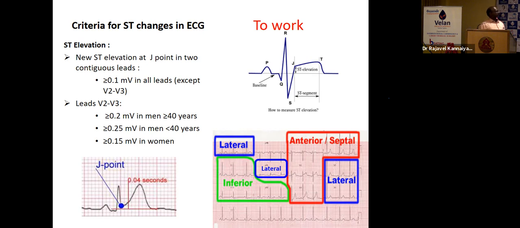And contiguous ST elevation: only in contiguous leads can we say it is an MI as per WHO criteria. What are the contiguous leads? Lead 2, lead 3, aVF, this is the inferior wall. Lead 1, aVL, high lateral. And then V2, V3 anteroseptal, V2, V3, V4 anterior, and V5, V6 lateral wall. Only in these leads, if there is an ST elevation of more than 0.1 millivolt, can we say it is an MI.